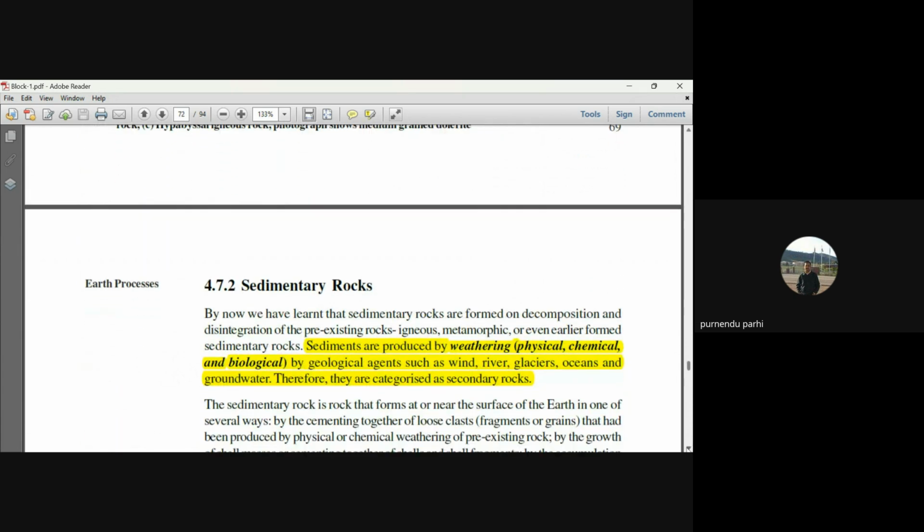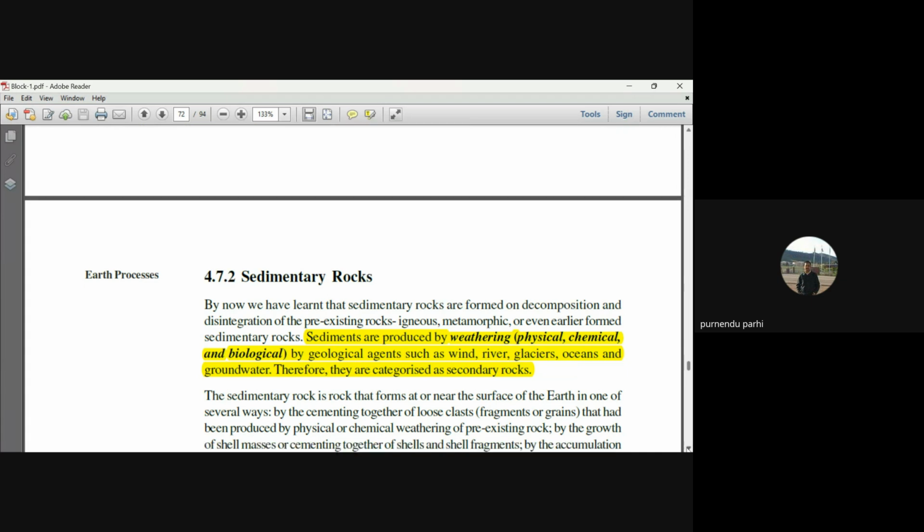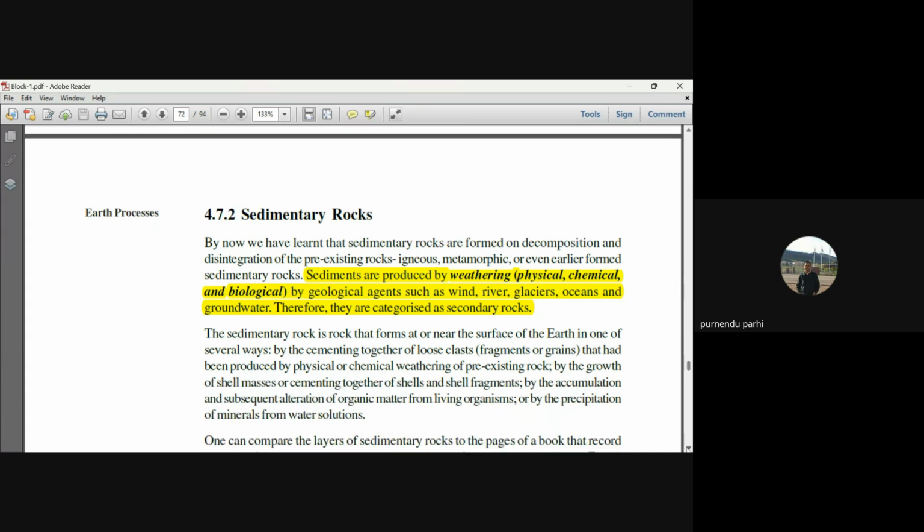Then the sedimentary rock. Sediments are produced by the weathering, either physical, chemical, or biological, by geological agents such as wind, river, glacier, ocean, groundwater. Therefore, they are categorized as secondary rocks.